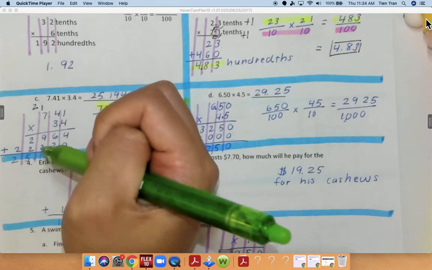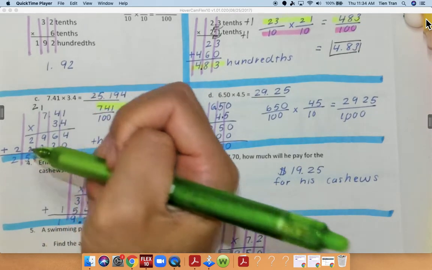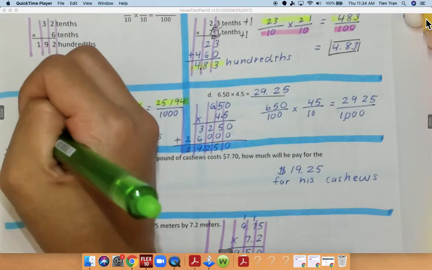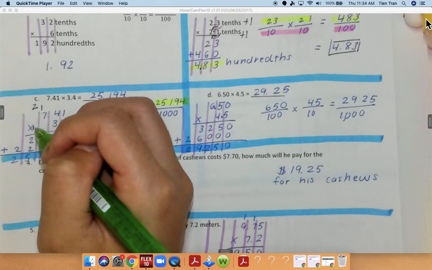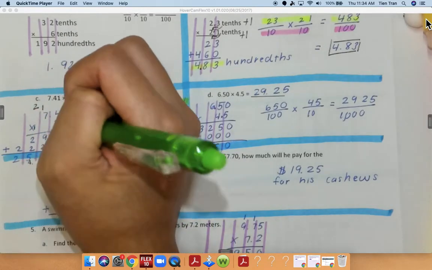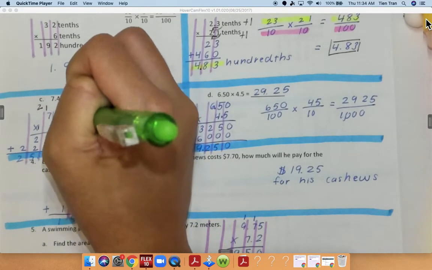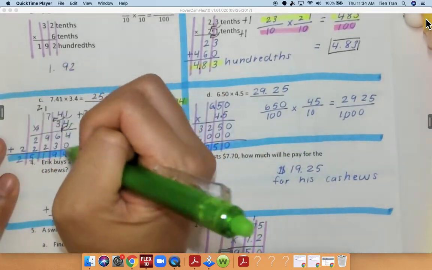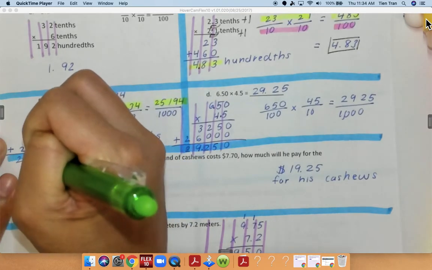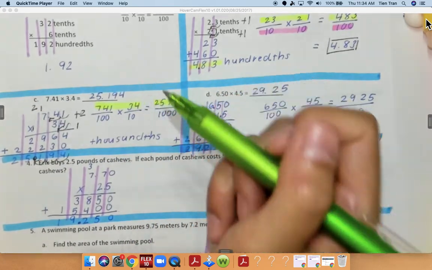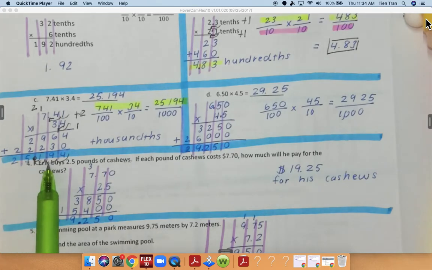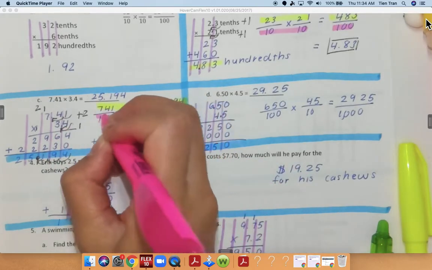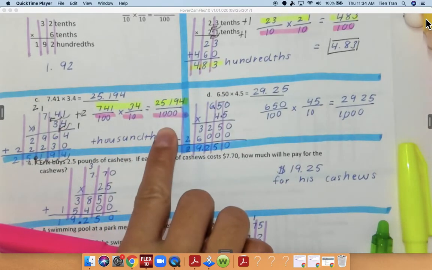So we are going to write that down. 21 plus 1 is 22. 4 plus 0 is 4, 6 plus 3 is 9, 9 plus 2 is 11. 2 plus 2 is 4, plus 1 is 5. Bring down your 2. So I'm going to move my decimal over twice right here and once right here. So I need to move my decimal over 3 times. 1, 2, 3. So that means that my answer is going to be 25 and 194 thousandths because we are multiplying in the thousands. Notice that this denominator right here is in the thousands.